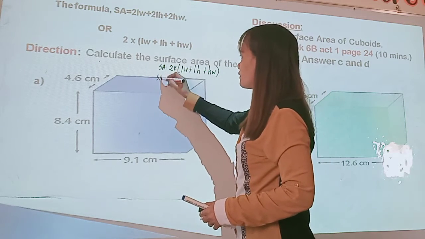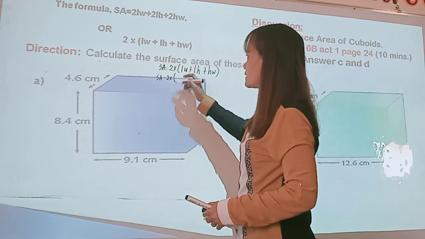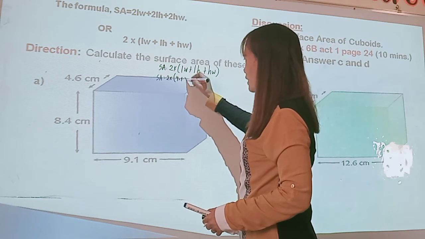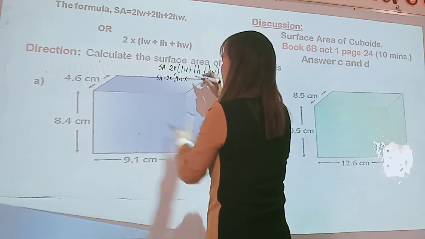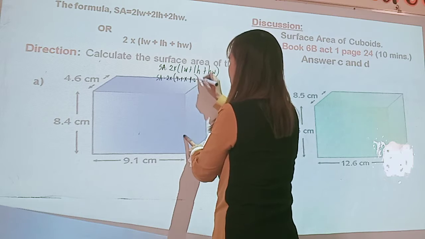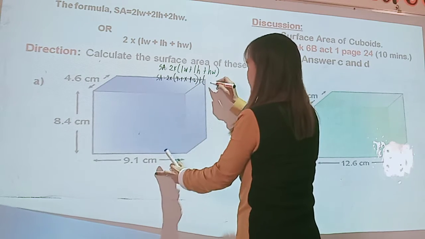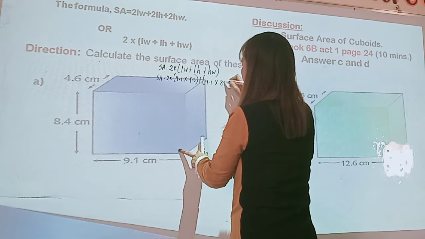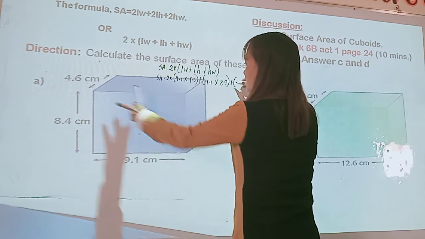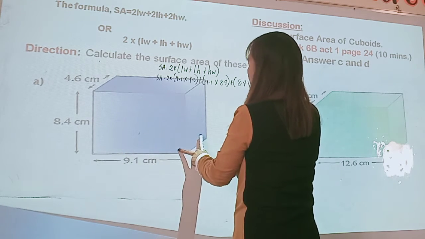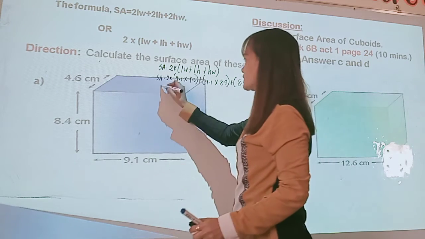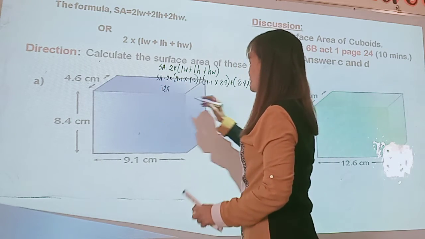So surface area is equal to 2 times the length, which is 9.1, times the width, we have 4.6, plus another one, the length is 9.1 times the height, which is 8.4, plus the height, 8.4, times the width, 4.6. Okay, so let us multiply. So 2 times, okay, let us start now.